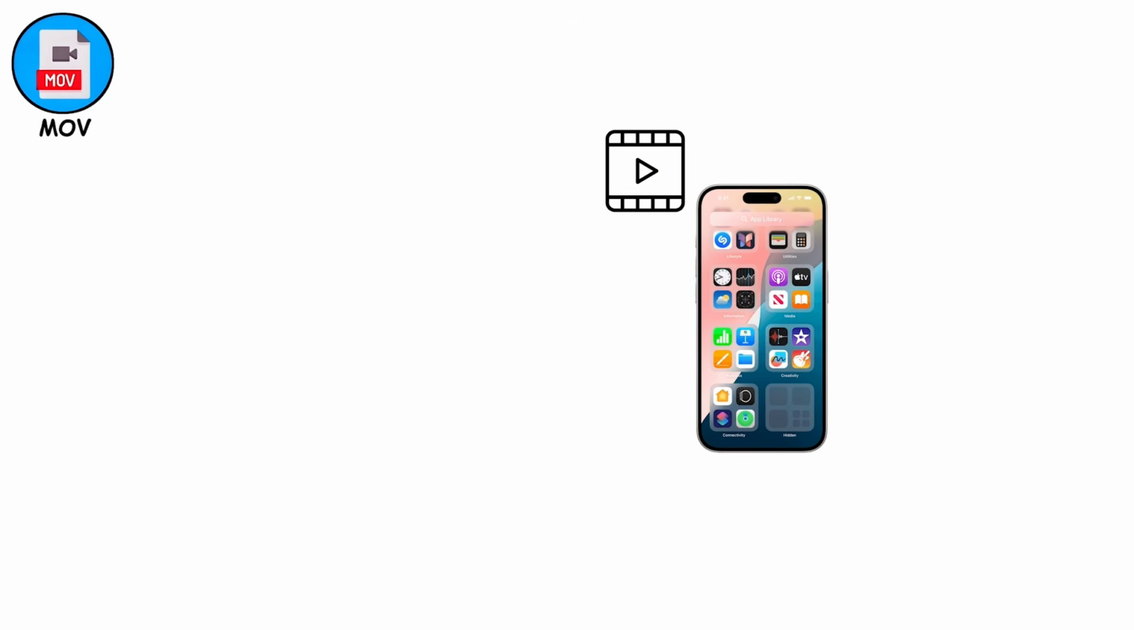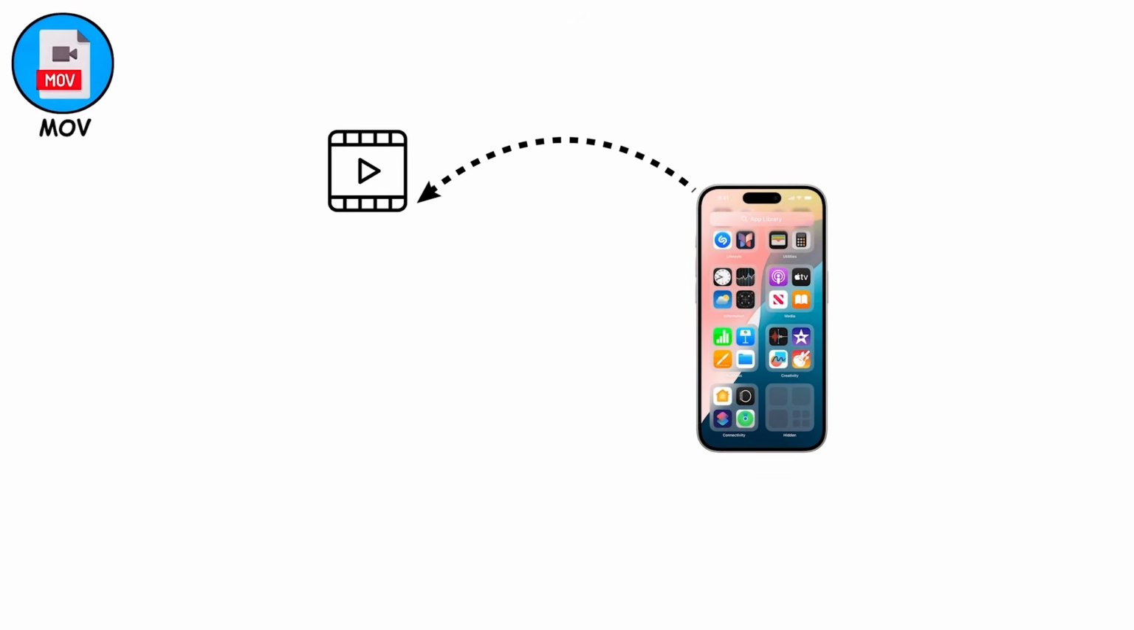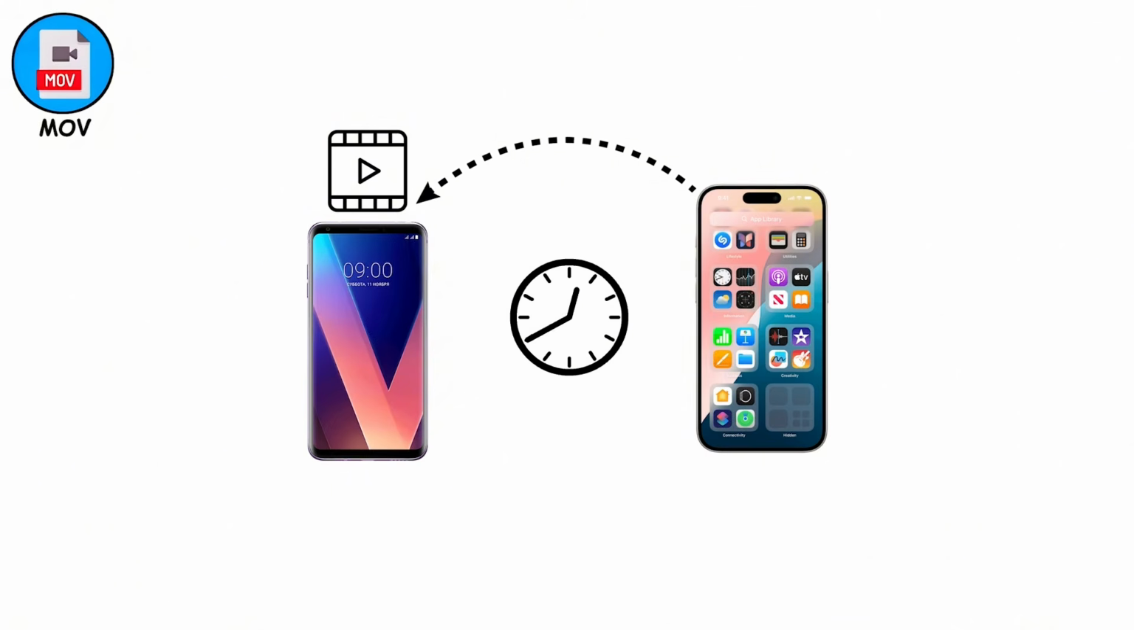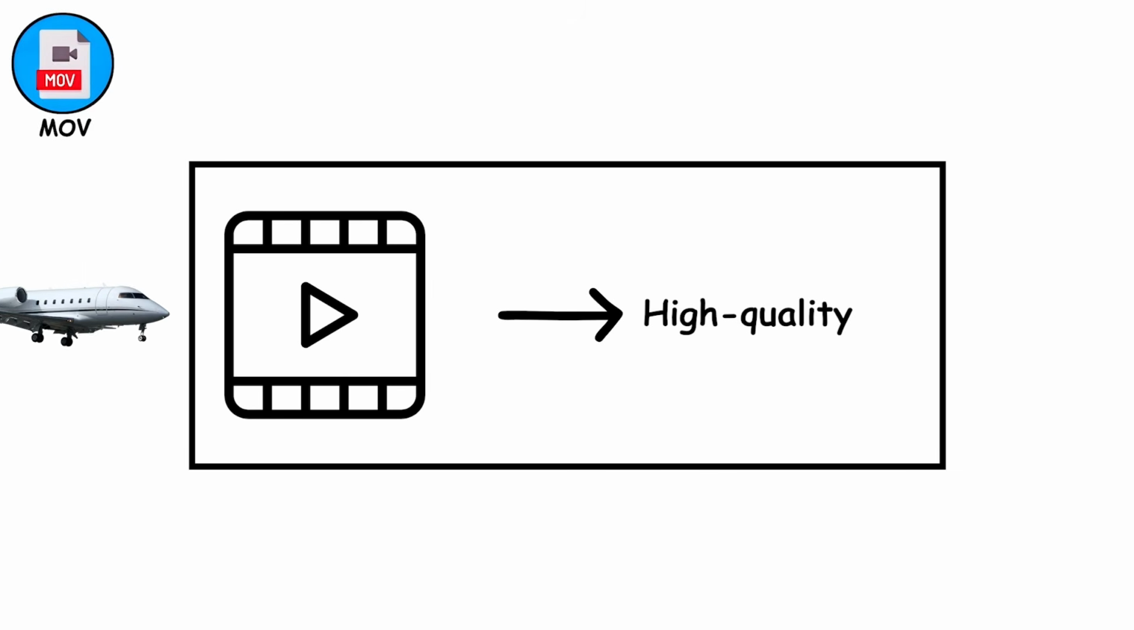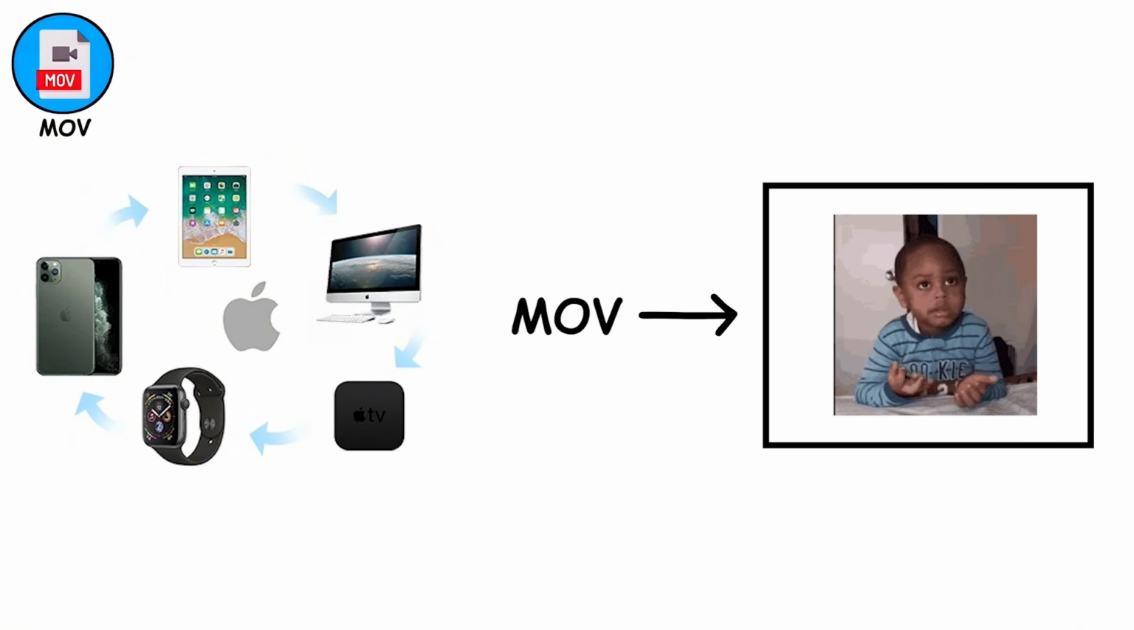If you've ever shot a video on your iPhone and tried to send it to a friend on Android and the file took forever or wouldn't play properly, that's MOV doing its thing. The footage is high quality, but the container doesn't always travel well outside Apple's world. The catch is compatibility. Inside the Apple ecosystem, MOV works beautifully. Outside of it, things get a little awkward.